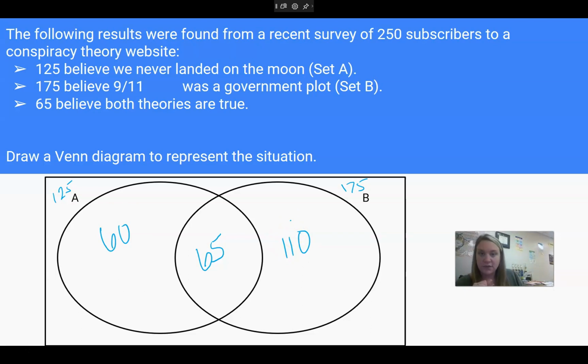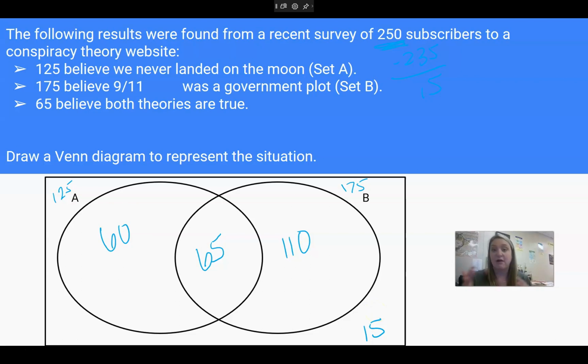Okay? So how many is that? That's 110 plus 60 plus 65. That gives me 235. So how many followers didn't believe in any conspiracy theory? Well, it said I had a total of 250, right? So there were 250 subscribers, but only 235 believed in one of these. So if I take away 235, where does that leave me? 15? So there are 15 followers that didn't believe in any of those theories.